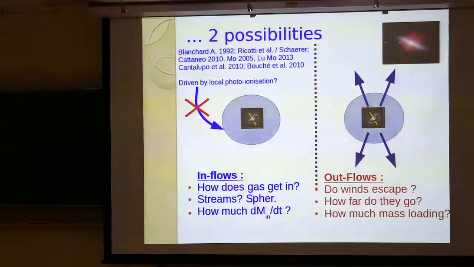A number of papers in the literature have been discussing this. There's an alternative possibility to the main scenario, where you have outflows injecting back the baryons with large entrainment and large loading factors. We would like to understand this phenomenon better: both how the gas gets in and how it gets out, how far the gas travels, and what geometry is associated with this phenomenon.